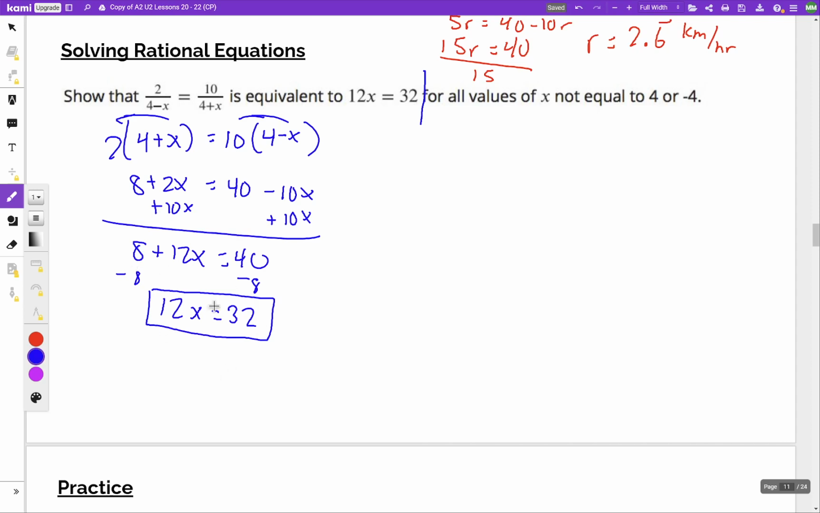Hey, look, when we solve the equation, we got this, 12x equals 32. Now, when we solve that, again, it's a decimal. Interestingly enough, we get the same answer we did before, about 2.6 repeated. Interesting, but that part's not really necessary. Let's look at the second part here. It also happens to say, for all values of x not equal to 4 or negative 4. Why would it say that?